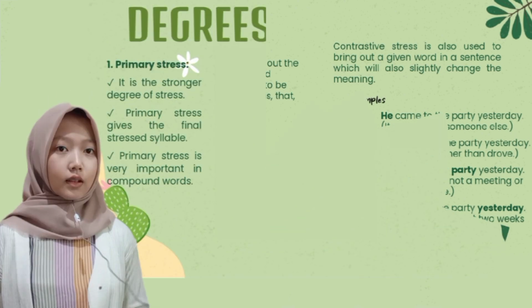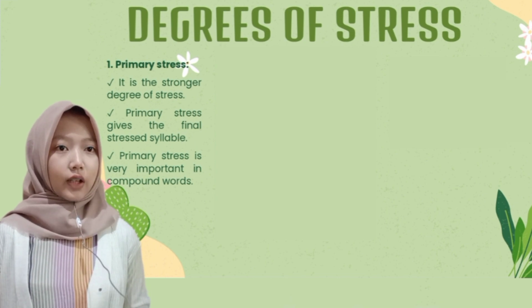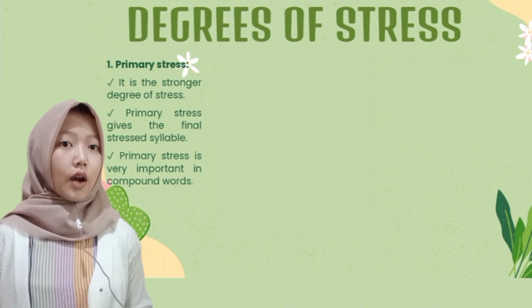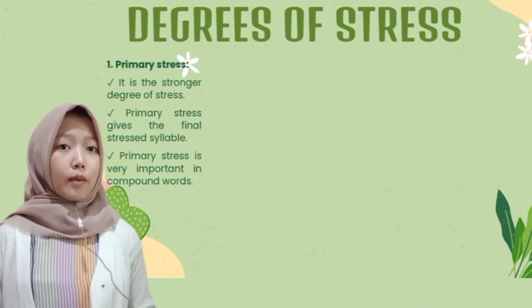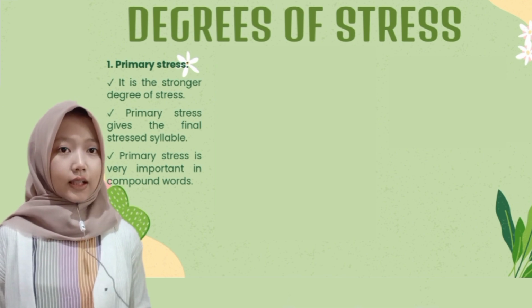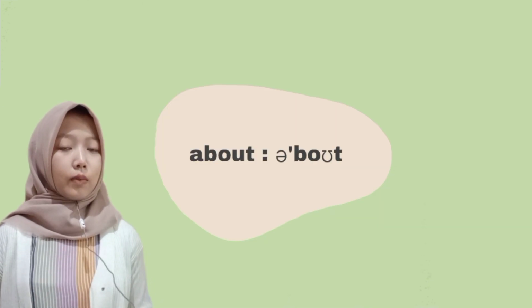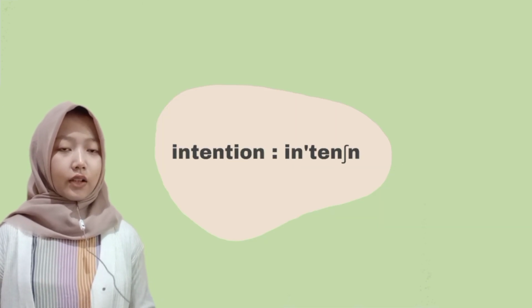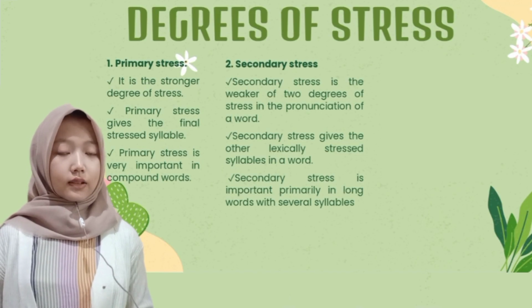That's about the types of stress. Now the degrees of stress. First is primary stress. It is the stronger degree of stress. Primary stress gives the final stress syllable. Primary stress is very important in compound words. For the example, about, intention.